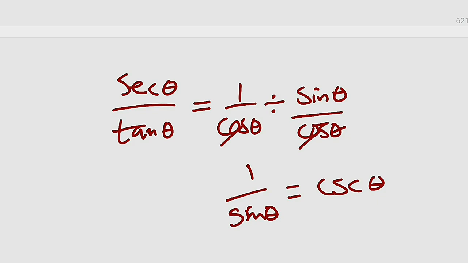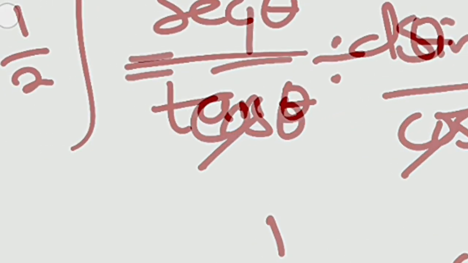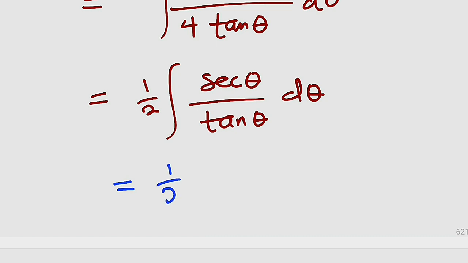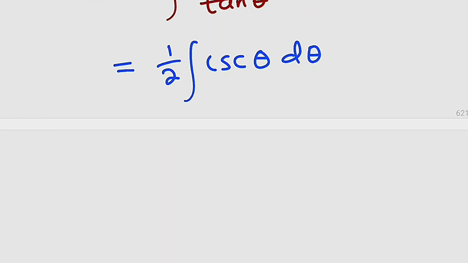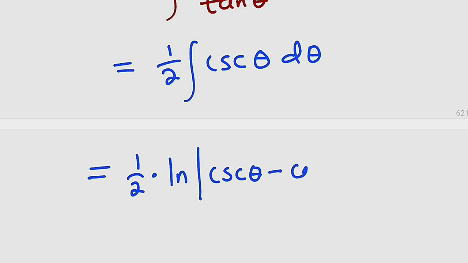Therefore, the whole of that function will be cosecant theta. So this is equal to 1 divided by 2, the integral of cosecant theta d theta. You know that to integrate cosecant theta, we have a formula for that, which is equal to what? Remember, we have our constant, 1 divided by 2. Then we're going to multiply that by the natural log of what? The absolute value of cosecant theta, then minus cotangent of theta. Remember to add the constant of integration.